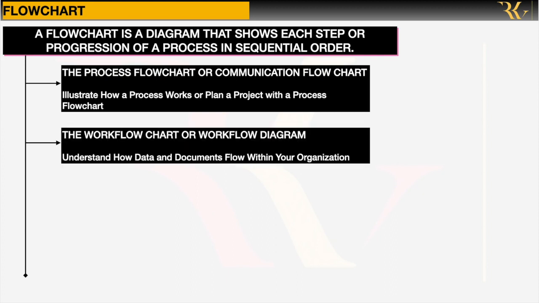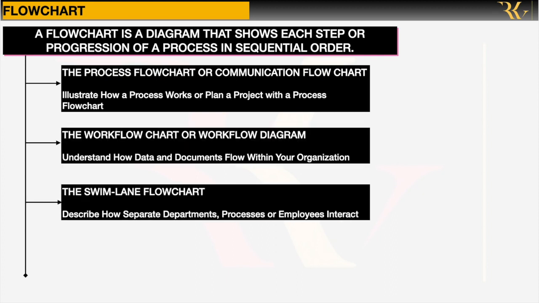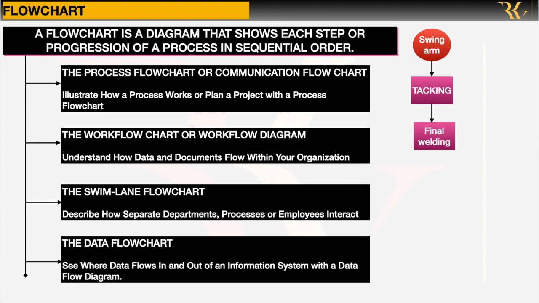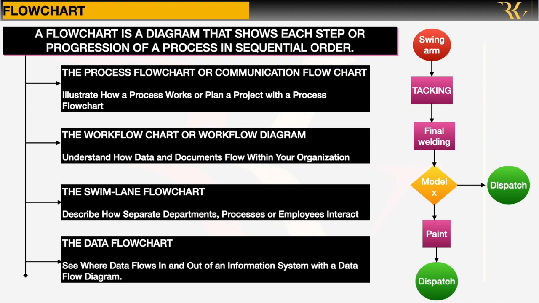The process flowchart or communication flowchart illustrates how a process works or plans a project. The workflow chart or workflow diagram helps understand how data and documents flow within your organization. The swim lane flowchart describes how separate departments, processes or employees interact. The data flowchart shows where data flows in and out of an information system with a data flow diagram.